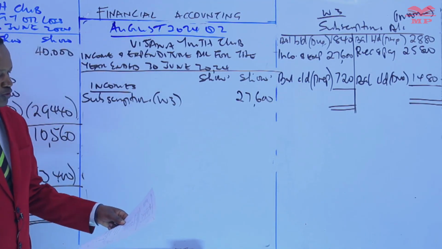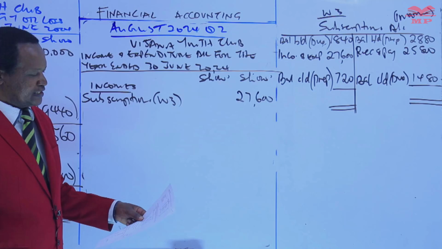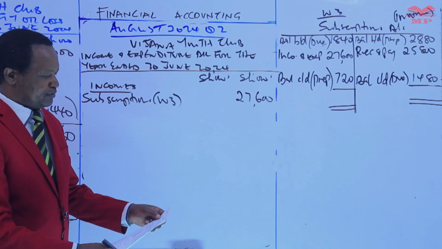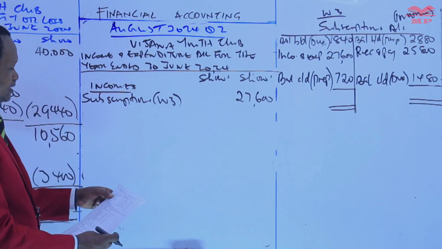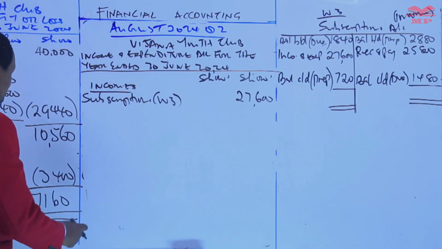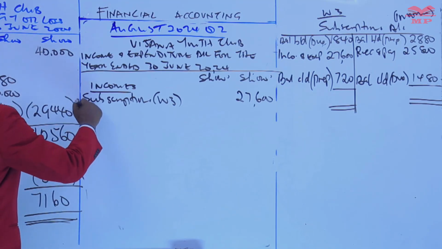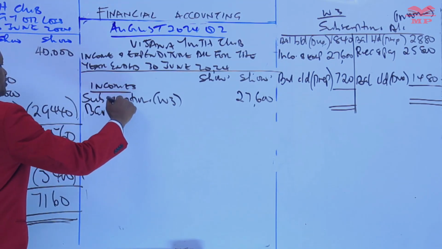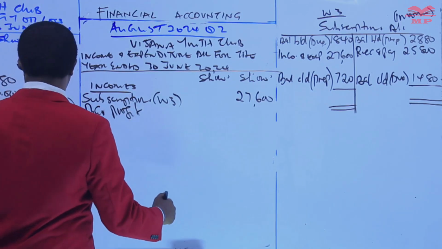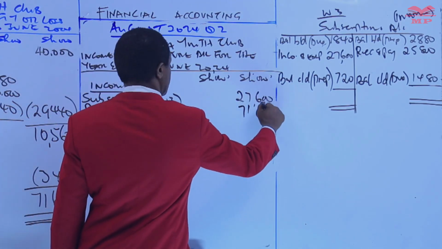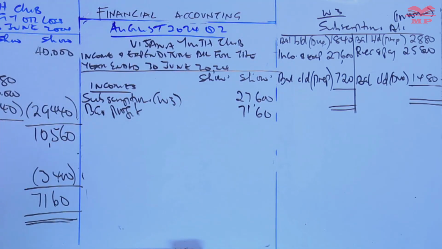We look for the next income, and from the receipts and payment, the next income base is bar takings. So the bar takings, we had calculated the bar profit. So bar profit is the second revenue. Bar profit 71.60. That is an income from the bar.